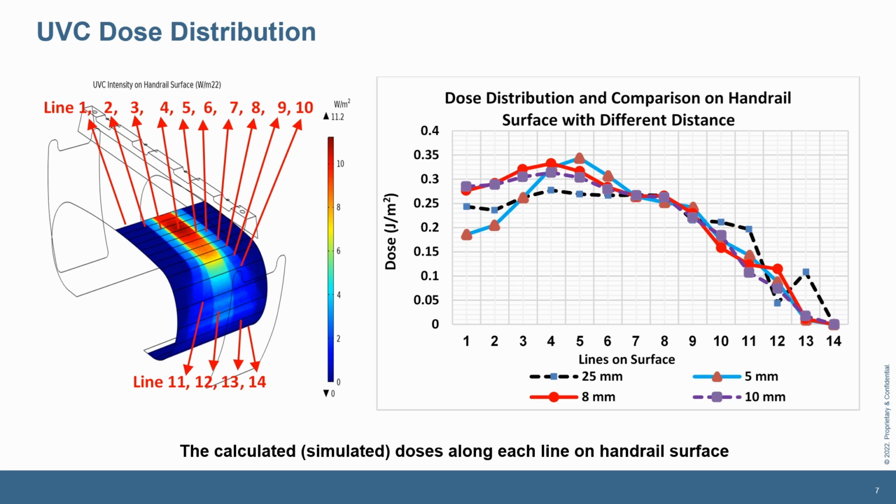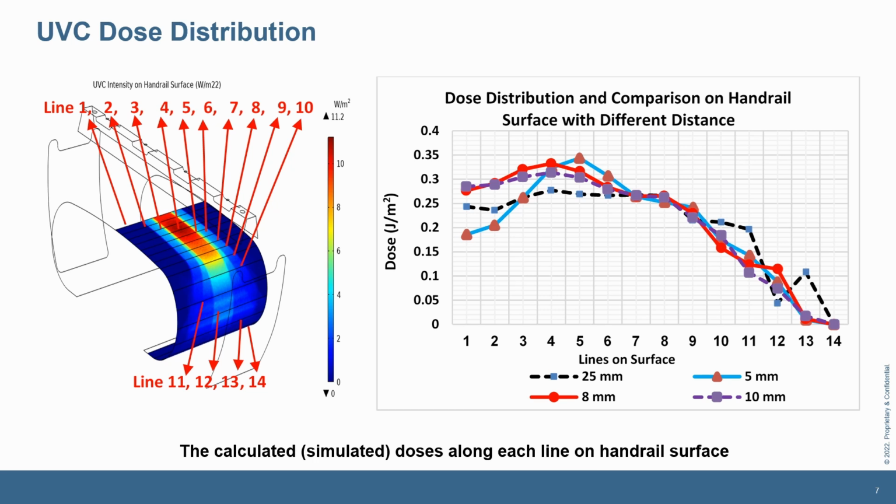The diagram on the slide's right side shows the calculated dose received on the surface at different distances. By comparing the results, we can see no significant difference with various distances. That's because a closer distance gives higher intensity but a narrower distribution, so the integration didn't show a significant difference.